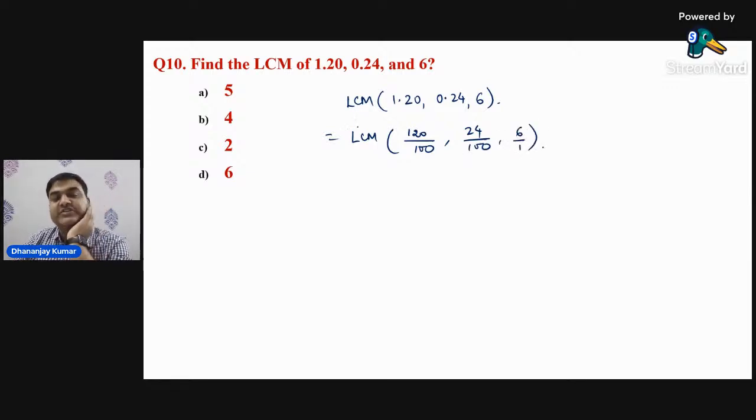Now, how do we reduce? 120 is there and 100 is there, right? So one thing we can do is the 10 and 10 get cancelled. Then we get 12 over 10, which is 6 over 5. Now we can divide 24 and 100 by 4, giving 6 over 25, correct? So we will have to find the LCM of 6, 6, and 6.